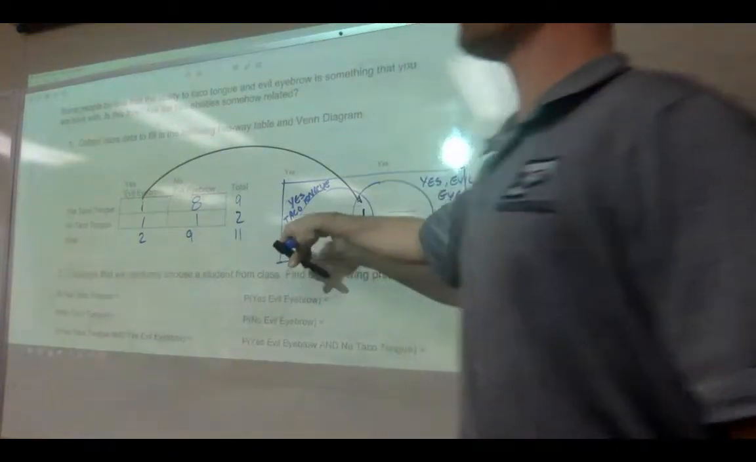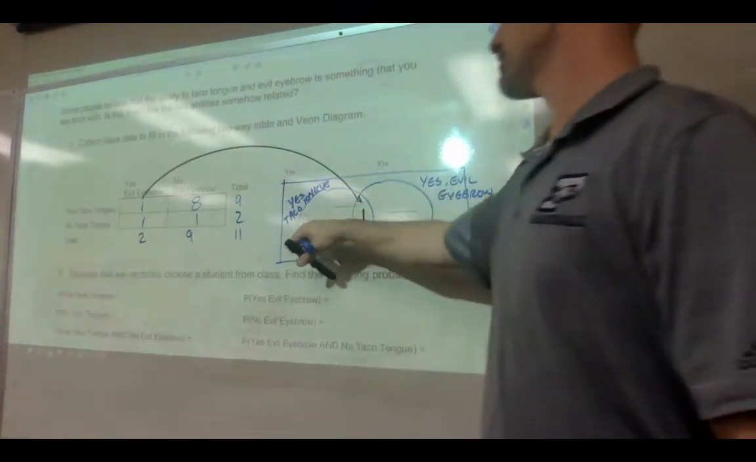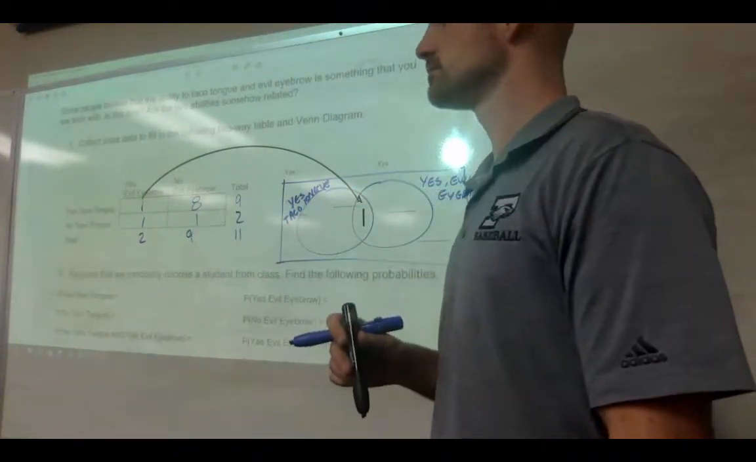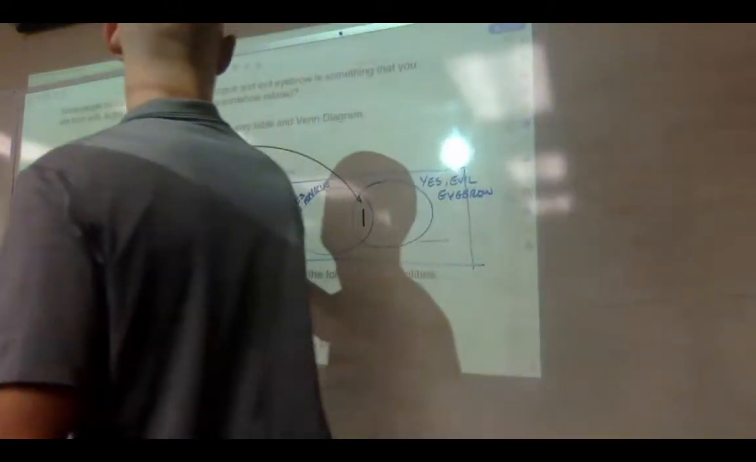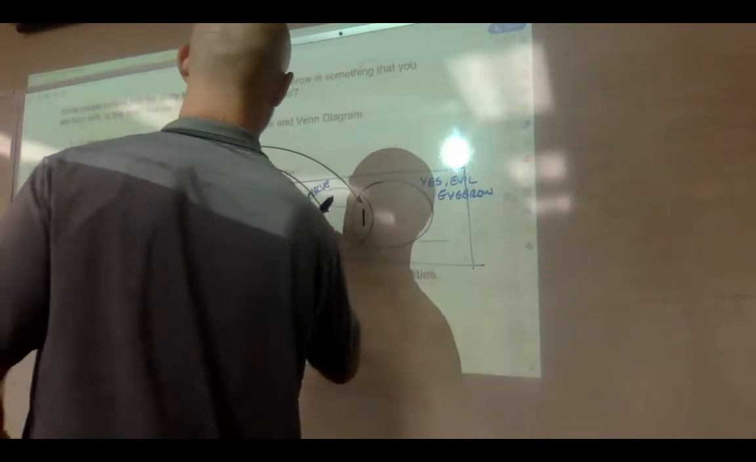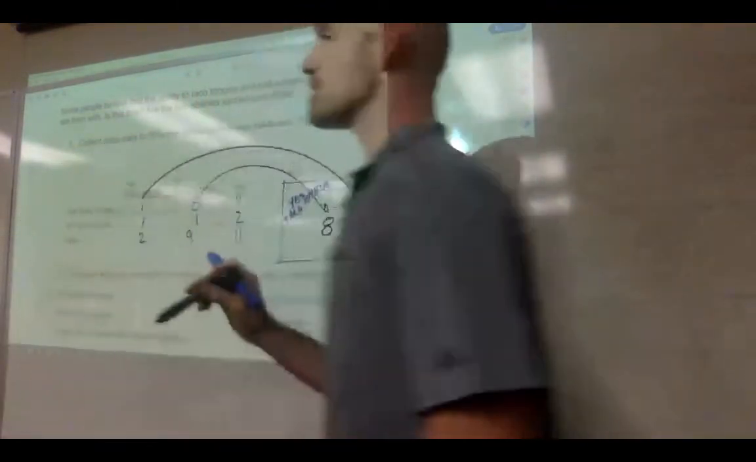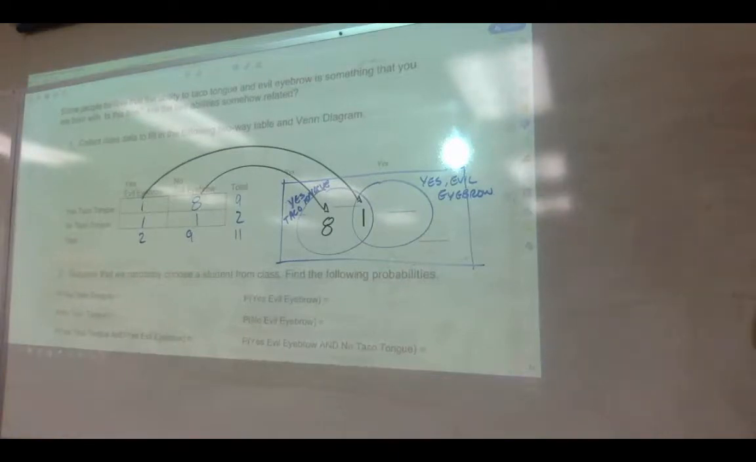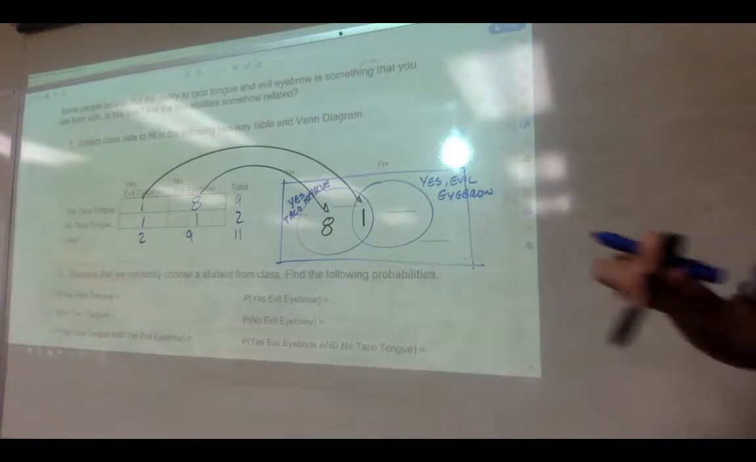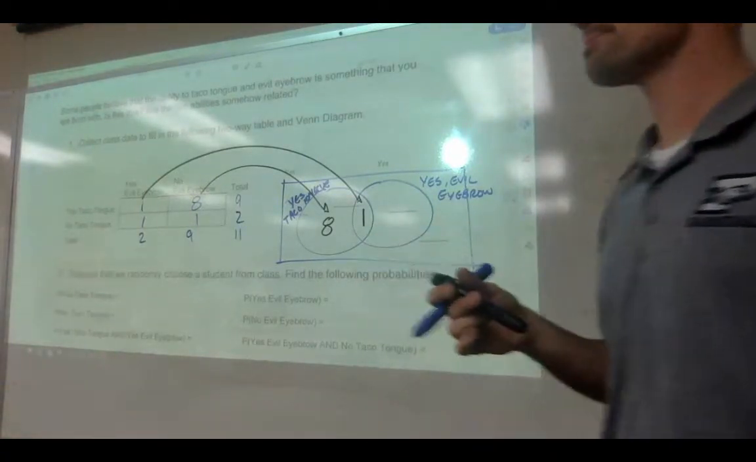What goes in this Pac-Man over here? The left Pac-Man, the yes taco tongue. Only the taco tongue people. The 8 people. Okay. So the 8 people can do yes taco tongue, but they can't do the evil eyebrow. Does that make sense?